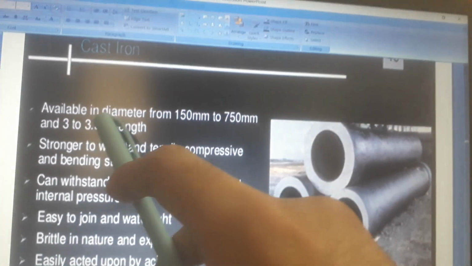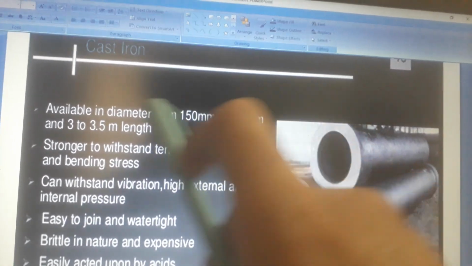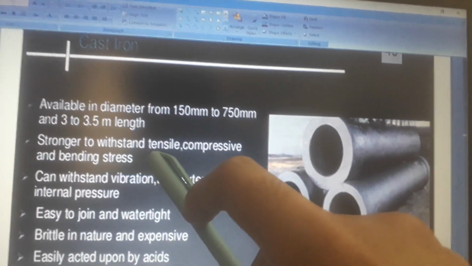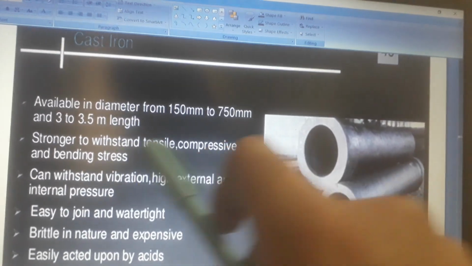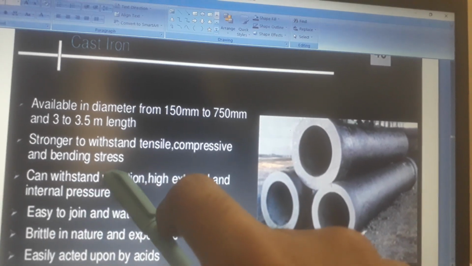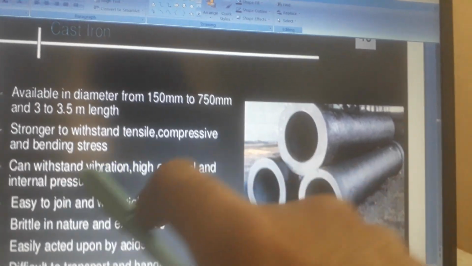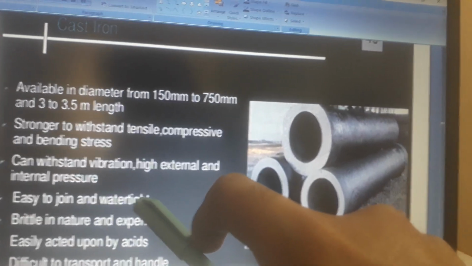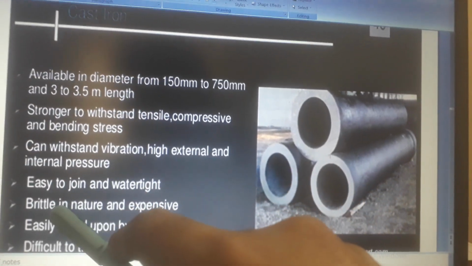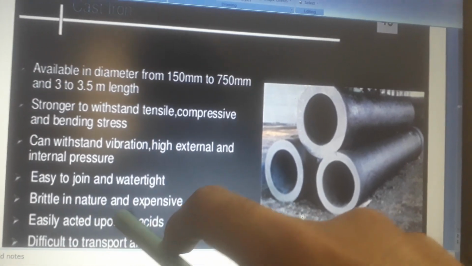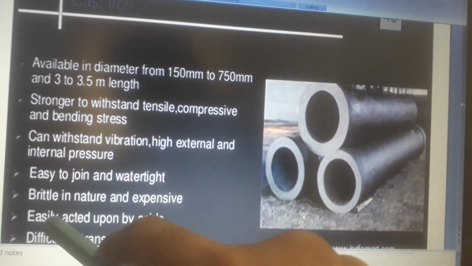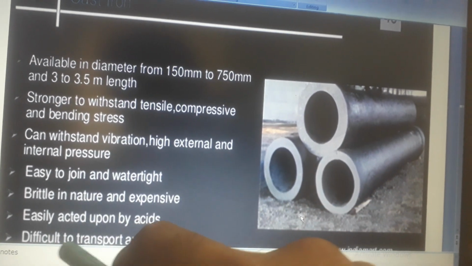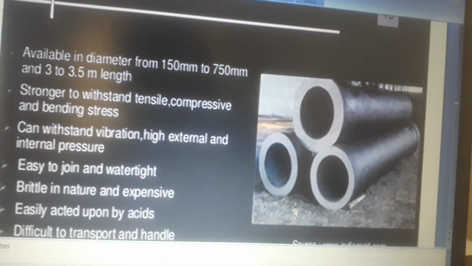Cast iron, available in diameters from 150 mm to 750 mm and 3 to 3.5 meters length. Stronger, can withstand tensile, compressive, and bending stress. Can withstand vibration, high external and internal pressure, easy to join and watertight. Cast iron is brittle in nature and expensive, easily acted upon by acids, difficult to transport and handle.